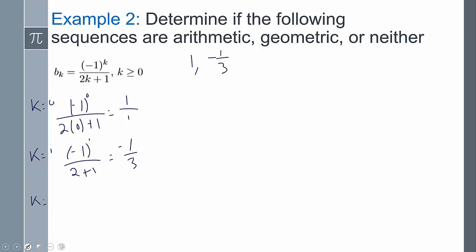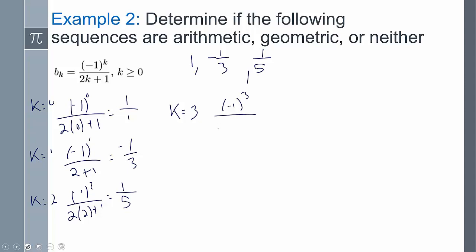Now let's try k equals 2. So I'm going to get -1 squared over 2 times 2 plus 1. So -1 squared, -1 times -1 is +1. 2 times 2 is 4. 4 plus 1 is 5. Okay, that's weird. Let's try k equals 3. So I'm going to get -1 to the third over 2 times 3, which is 6. So that's going to be -1 over 7.